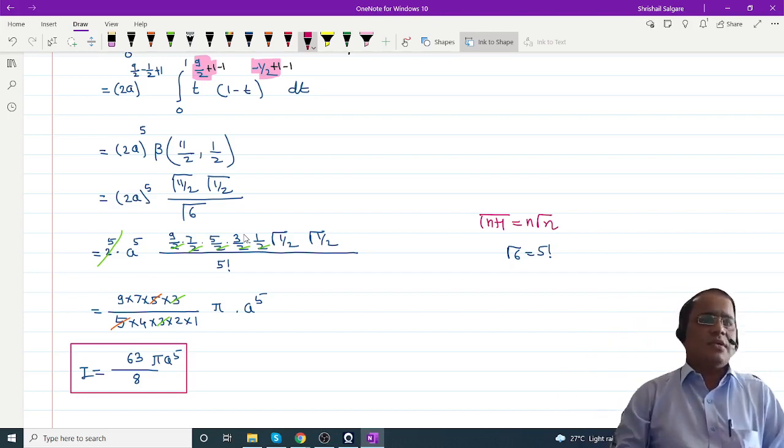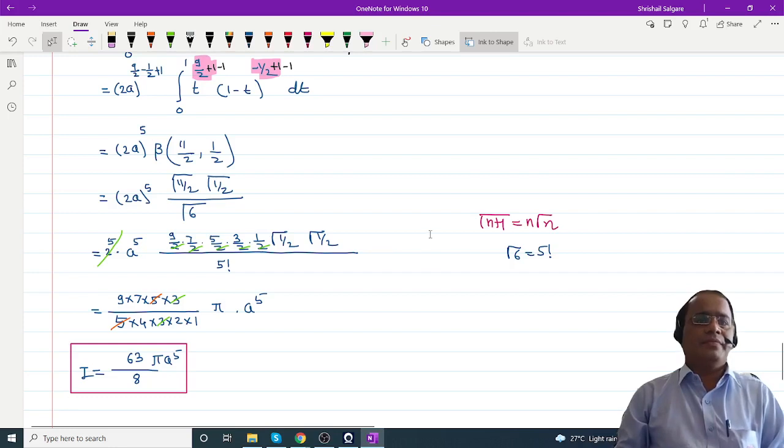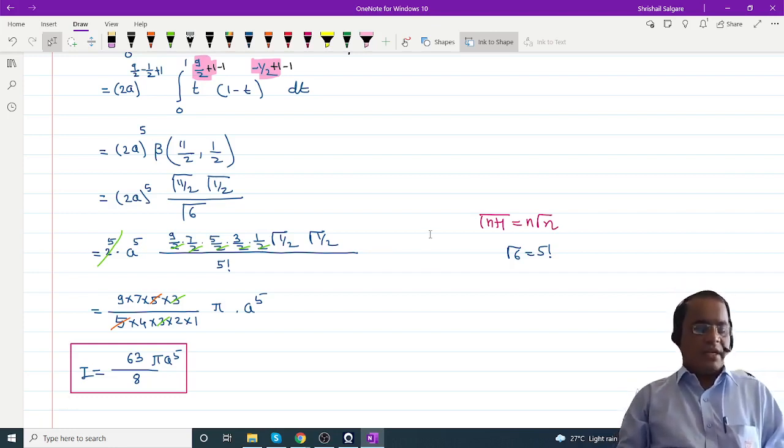Write in the chat box if you are with me. Yes, sir. Okay, fine. So today I will stop here. Next lecture I will continue with the examples on the trigonometric form, the second definition of beta function. Okay.